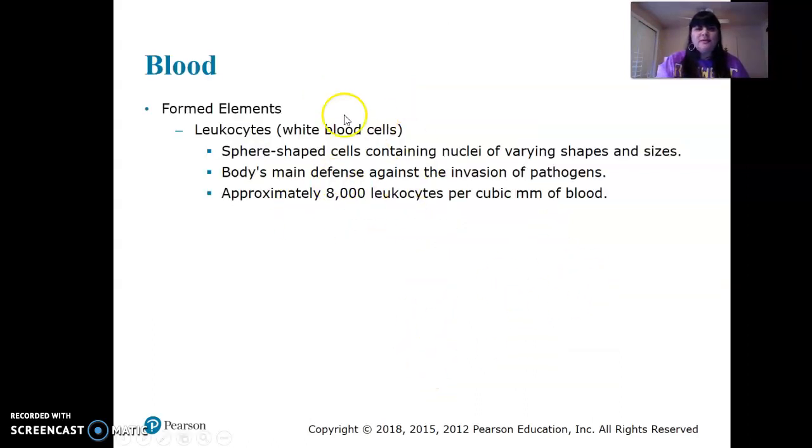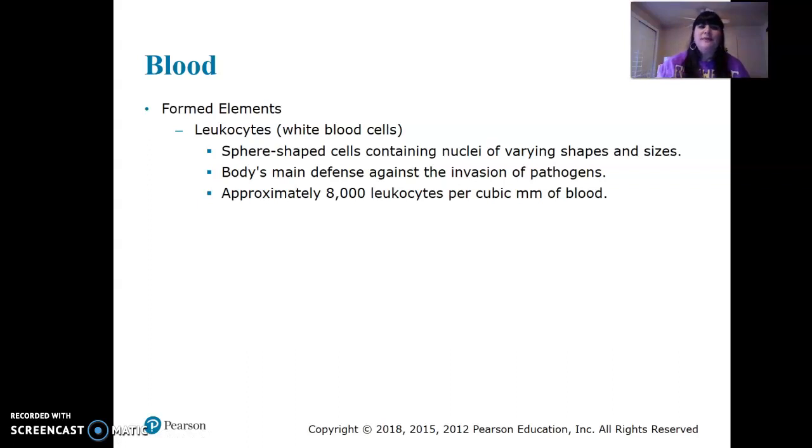Leukocytes, white blood cells, right? Body's main defense against invasion of pathogens. Approximately 8,000 leukocytes per cubic millimeter of blood. So if someone has an infection and they take their blood, they'll see there's more white blood cells, okay? And that might be a sign of infection.